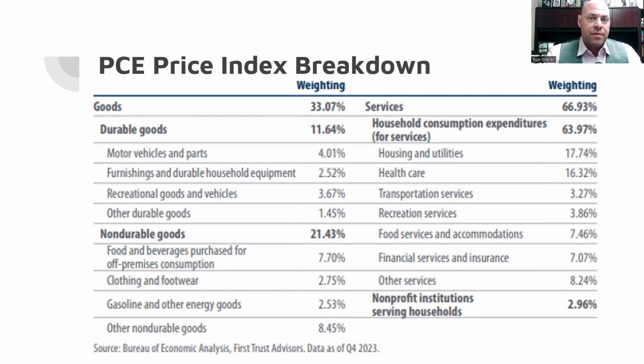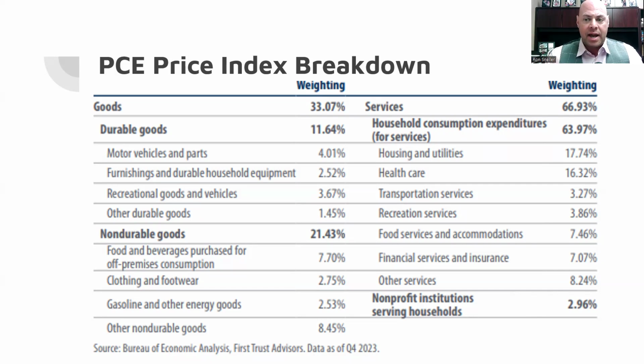Now, goods represent 33.1% of the index. Now, there are durable goods, which are items intended to last 3 years or more, such as appliances and furniture. And then there are non durable goods. Those are items with a shorter lifespan, like food and clothing. So, durable goods contributed 11.6%, and non durable goods contributed 21.4% of the index.